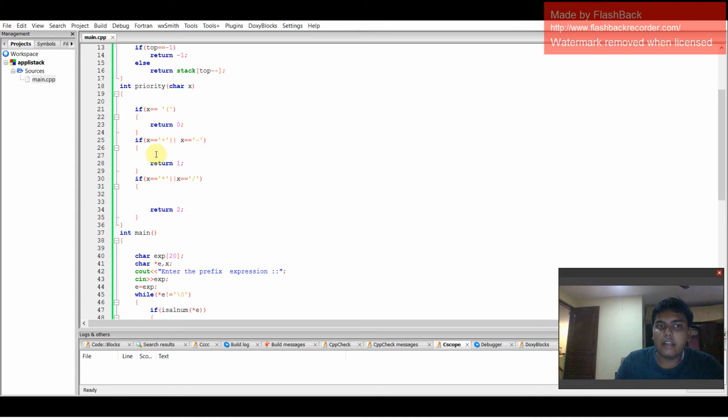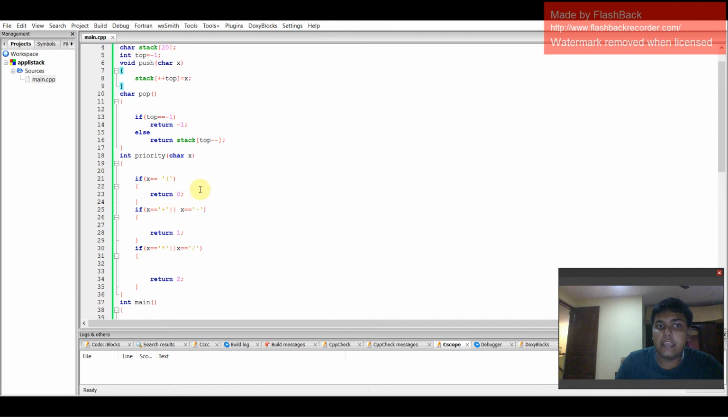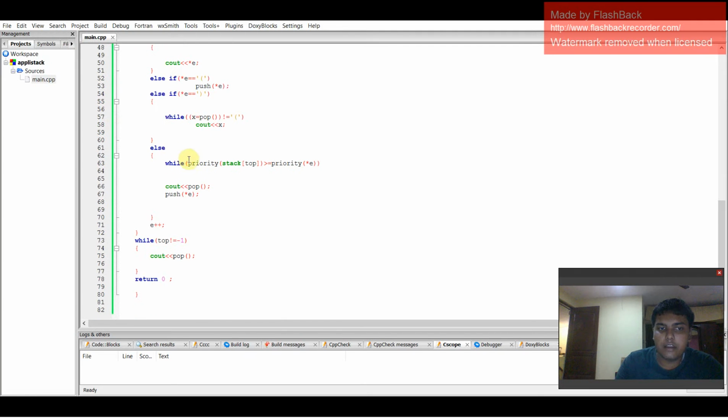I have not explained this priority, equal priority, and when to push and pop are basic things. This priority I have not explained so far. So with this, the program actually ends. Now let us go to the next program. So far we have seen infix to postfix.